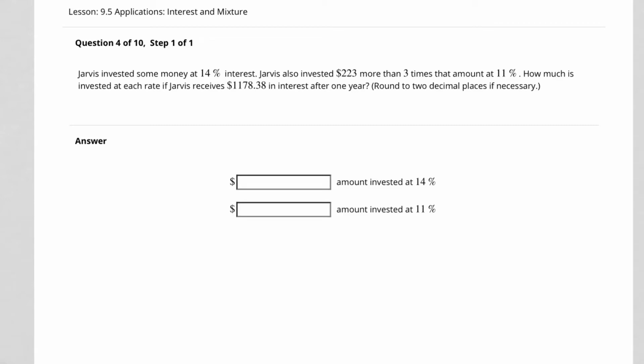Jarvis invested some money at 14% interest. Jarvis also invested $223 more than 3 times that amount at 11%. How much is invested at each rate if Jarvis receives $1,178.38 in interest after 1 year? Round to 2 decimal places if necessary.